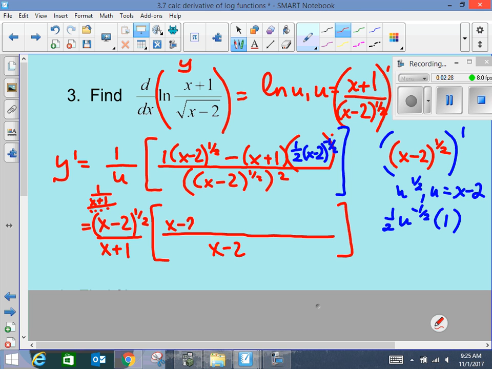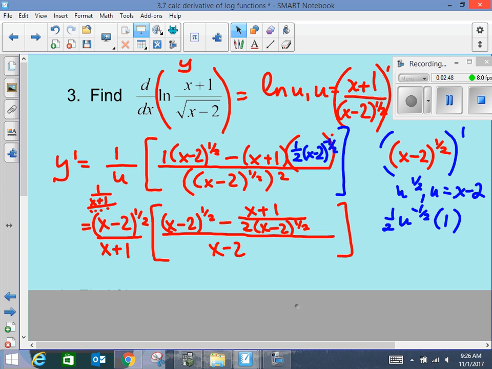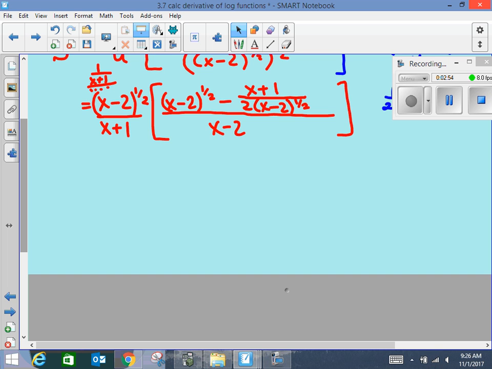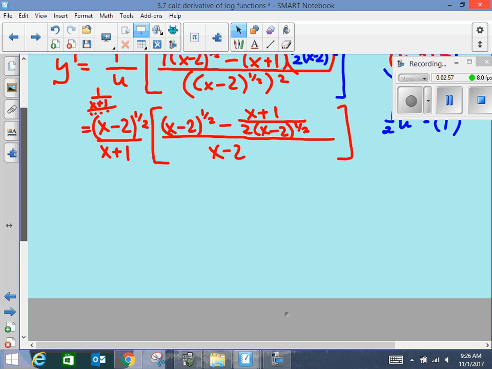This is x minus 2 to the 1/2 minus, now we have a complex fraction here. I'm going to put x plus 1 over 2 and x minus 2 to the 1/2. Okay? Did I lose anybody? I know it's complex, so you've got to figure out what you're going to do with it. I just have to calculate how it goes. Okay. No, not with this thing sitting there.